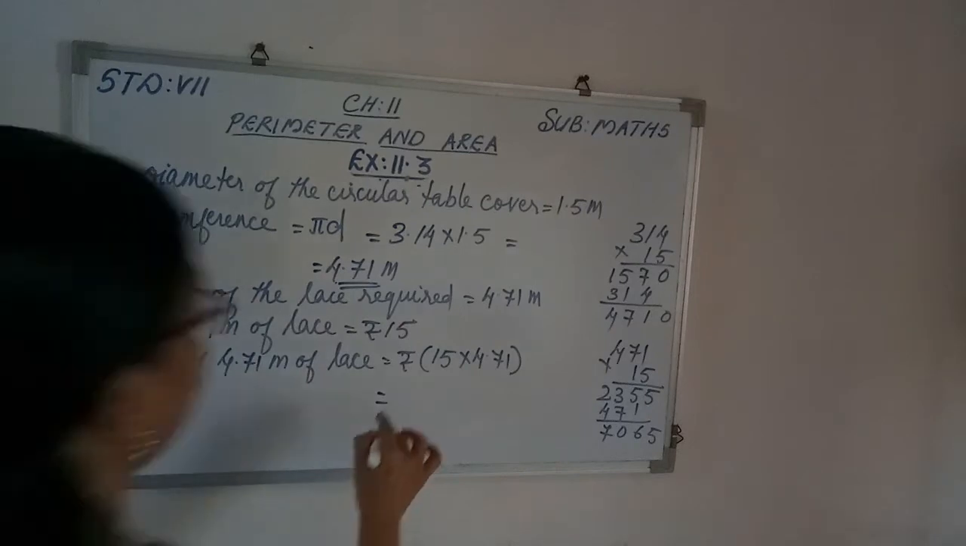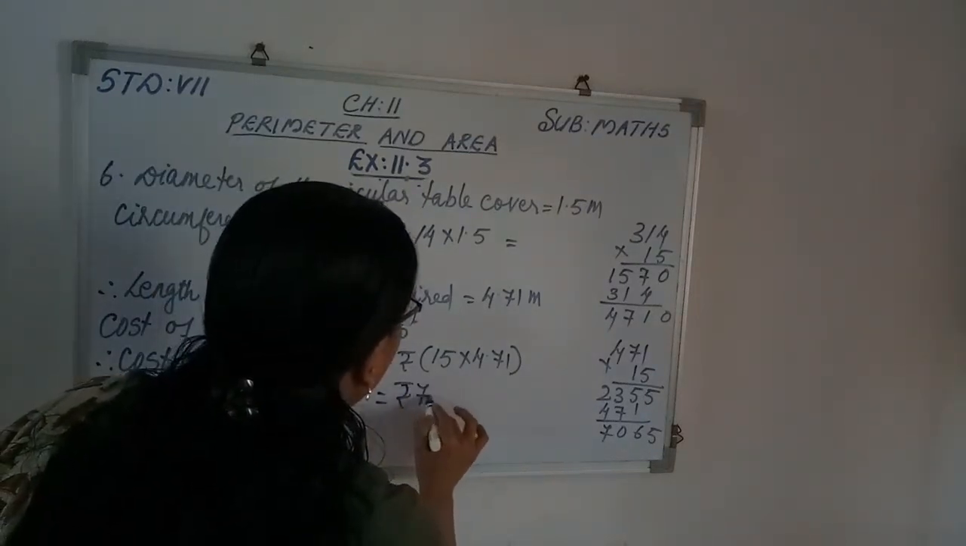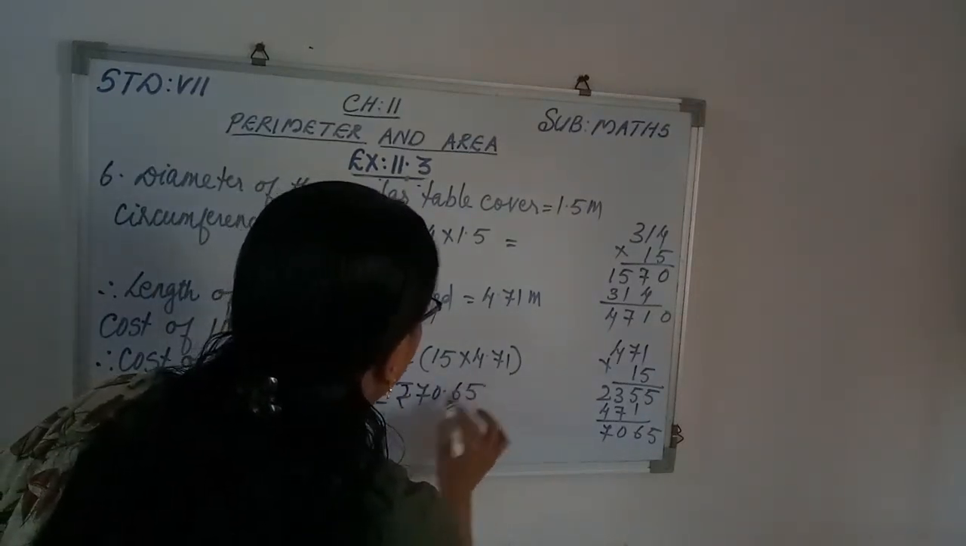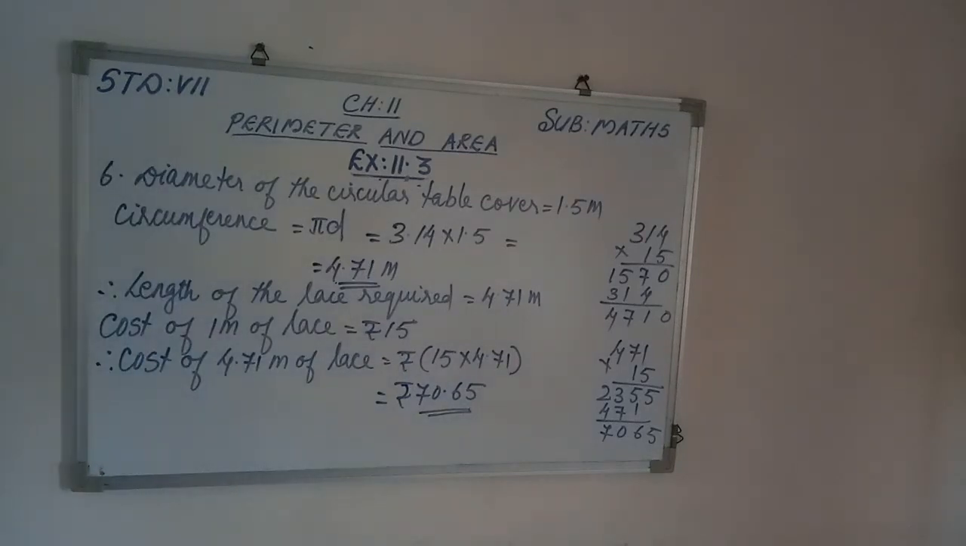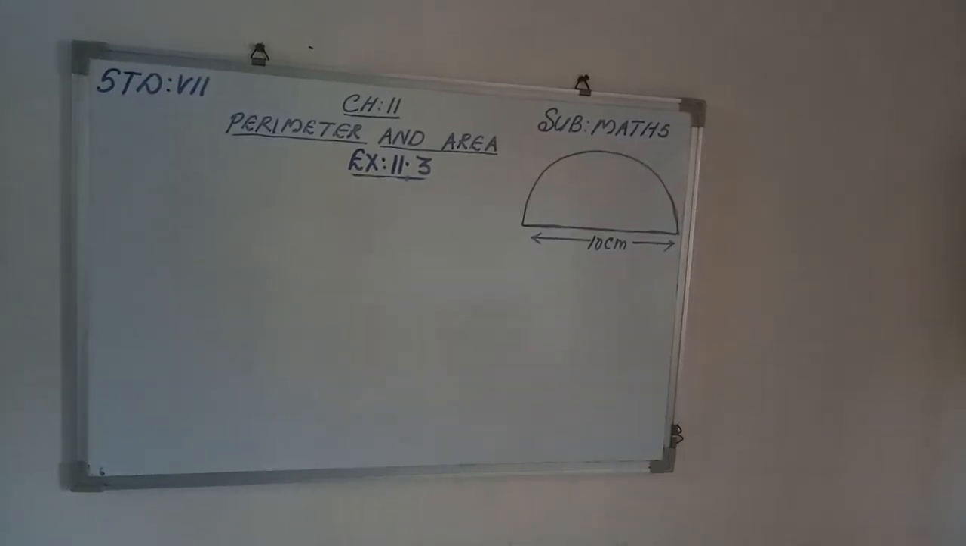That's equal to rupees 70.65. Is that clear? So what will you write as the final answer? Thus 4.71 meter of lace is required and the cost of the lace is rupees 70.65. Okay. Now question 7.